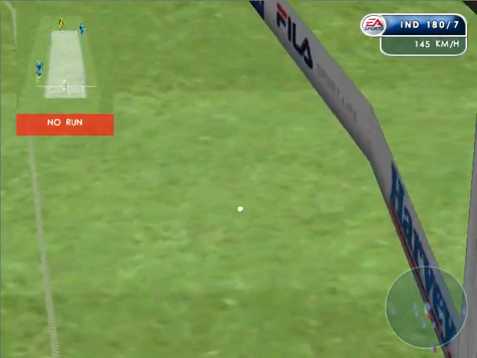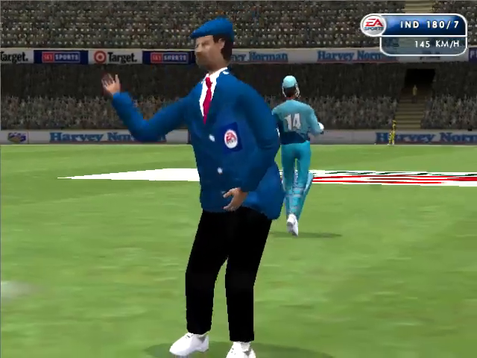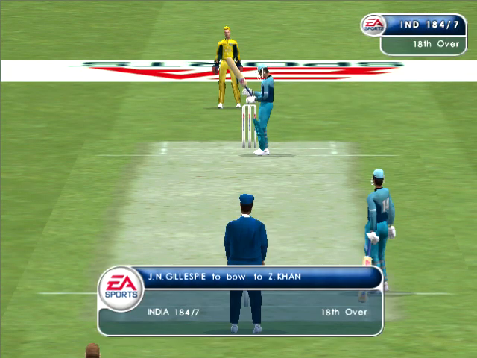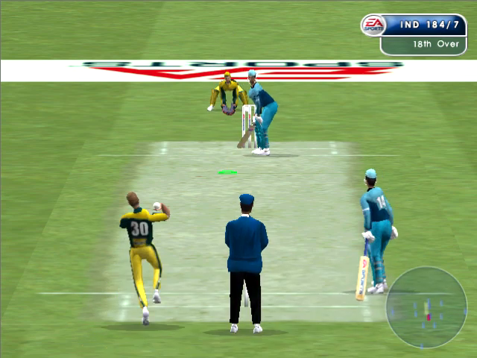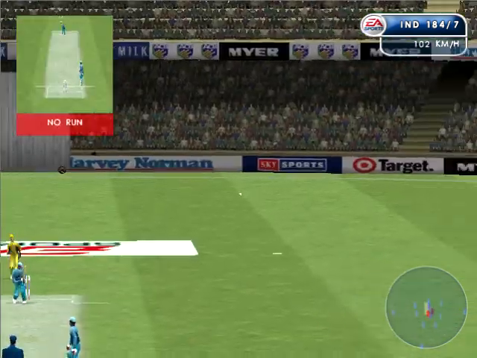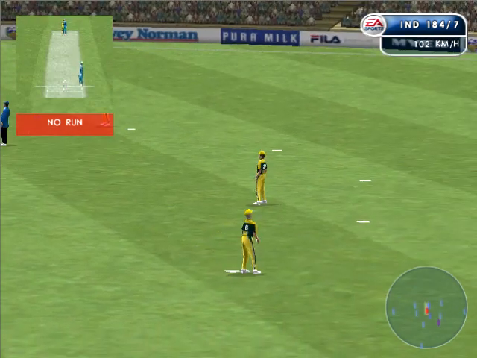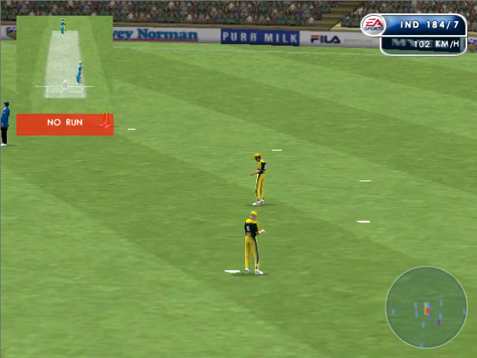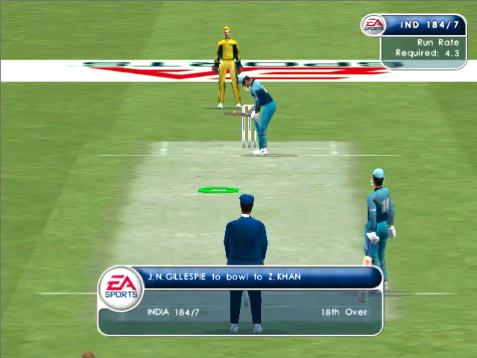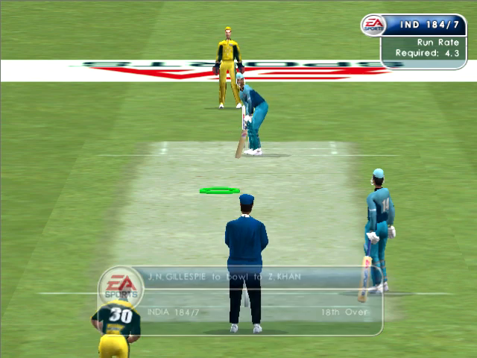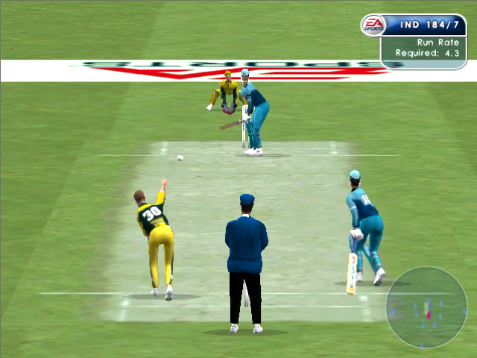That's gone high in the air. Mongia has now moved into the 20s. 33 overs are left for India. Gillespie to begin a new over. Now the run rate stands at just over 4 an over. Khan waiting at the striker's end.